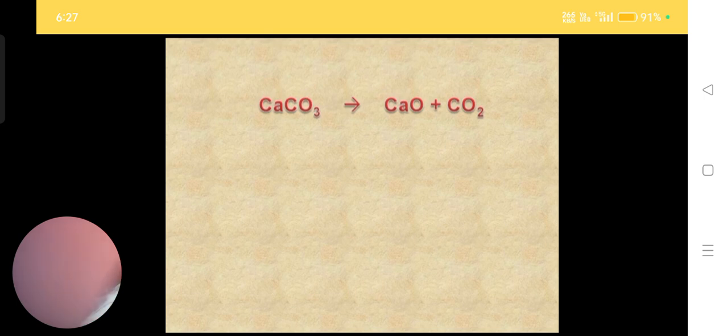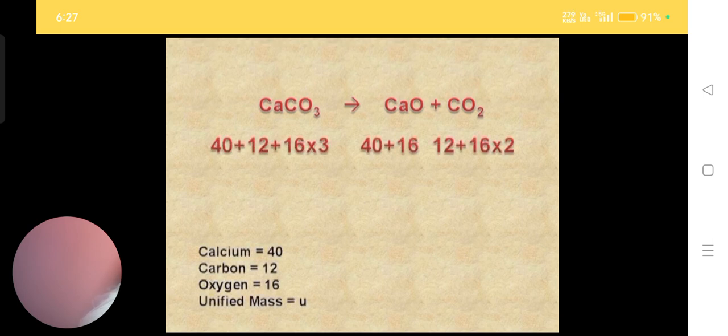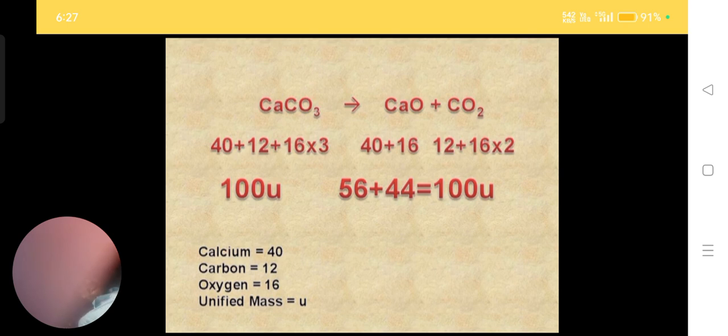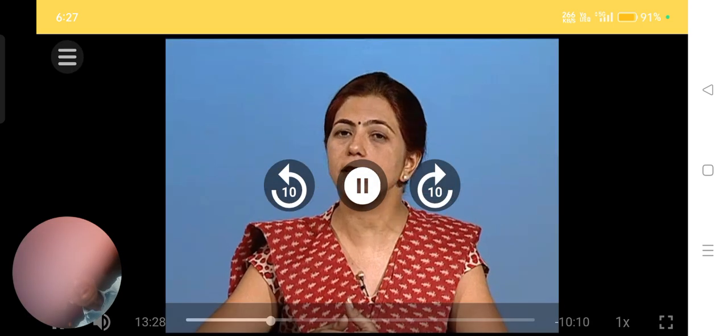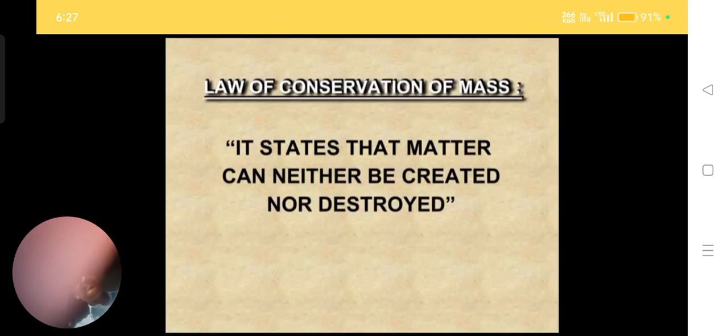I am now calculating the molecular mass. 40 atomic mass of calcium plus 12 atomic mass of carbon, and 16 is the atomic mass of oxygen multiplied by 3, and it comes out to be 100 U. U is unified mass. It gives calcium oxide and carbon dioxide, and the total of the products is also 100 U. So from this equation and this example, we can see that matter is neither created nor destroyed.